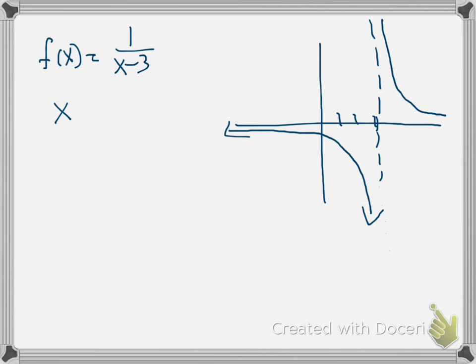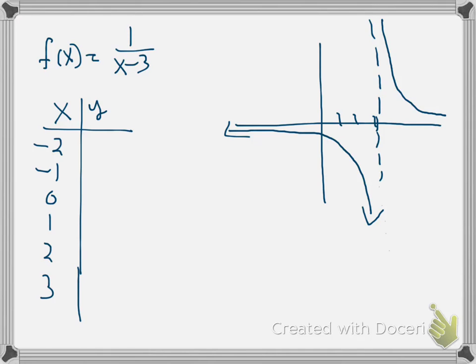Now in terms of an xy table, we can pick out numbers like negative 2, negative 1, 0, 1, 2, 3. And if we do this, we get negative 1/5, negative 1/4, negative 1/3, negative 1/2, negative 1. Oh, and look at this. Undefined, right? 3 minus 3 is 0, and that's undefined. And if I could do something like that, I'd be feeling pretty good about myself.